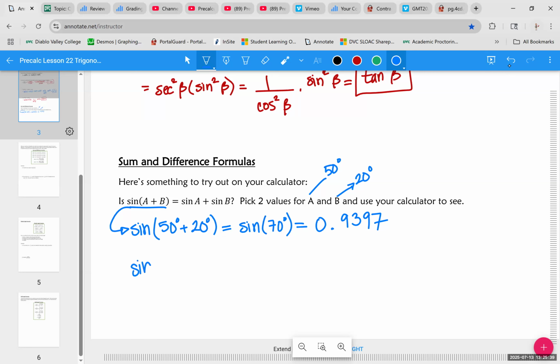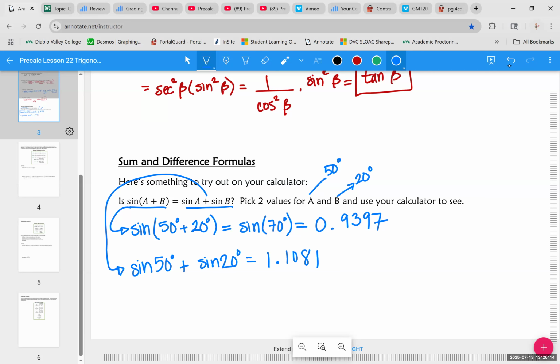So now I'm going to try the other side. I'm going to do the sine of angle A, so sine of 50 degrees, plus the sine of angle B, so the sine of 20 degrees. I find the sine of each one individually, and then add them together. And now I have 1.1081, again rounding. So clearly the answer is no. It is not true that the sine of A plus B equals sine of A plus sine of B.